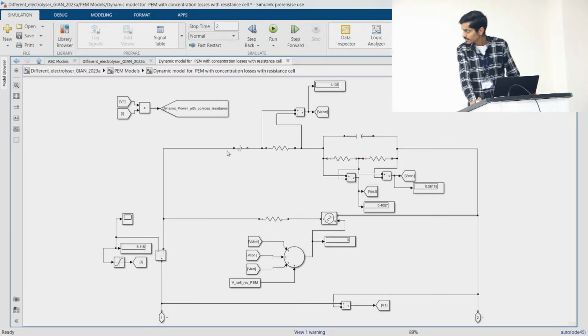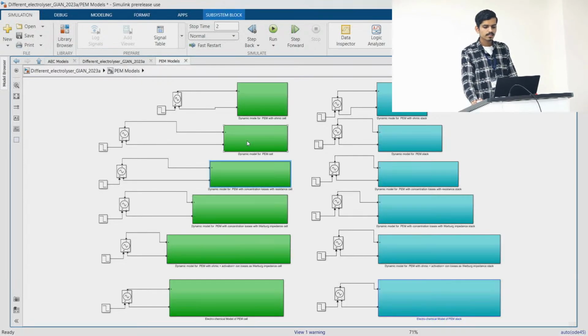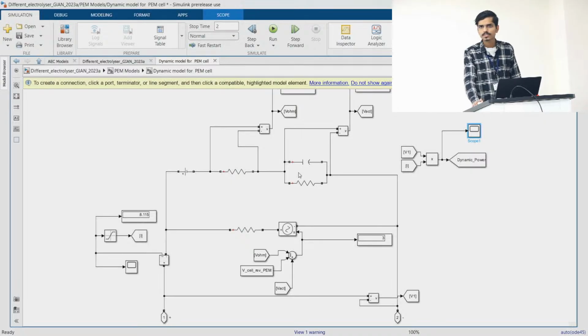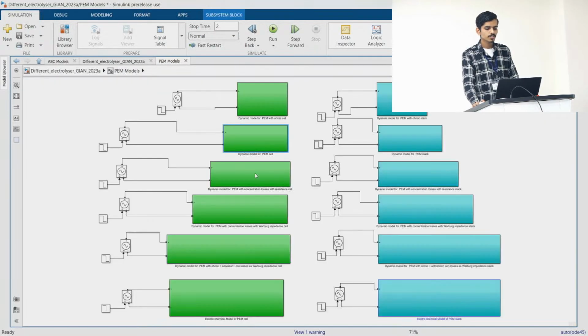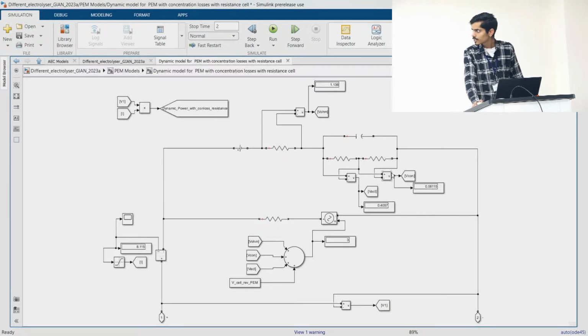So now the next model. In the previous case, we only considered the activation losses, but apart from activation losses we also have the concentration losses. This next dynamic model is derived from that model only. Here we are just using one more resistance to account for the concentration losses also.